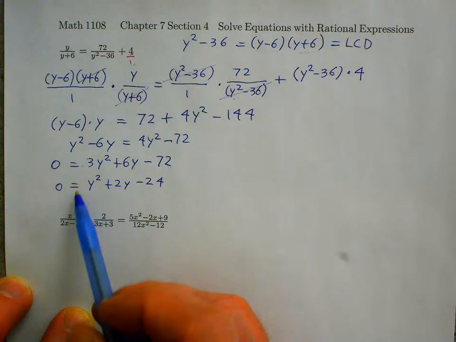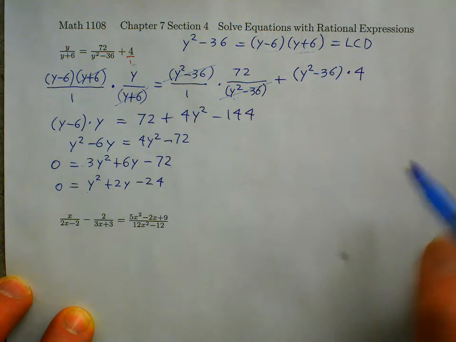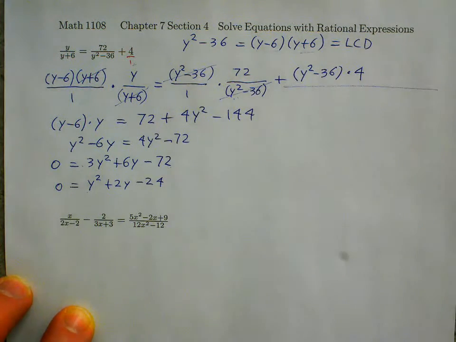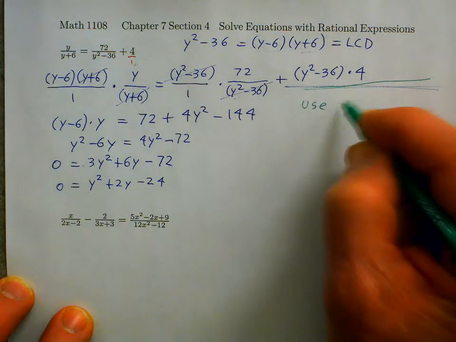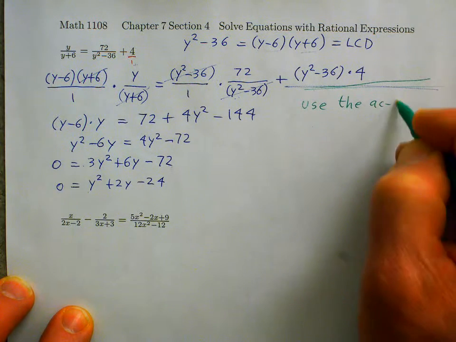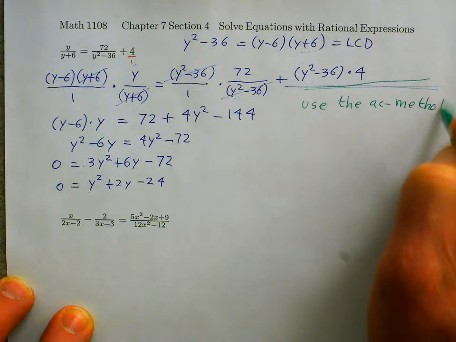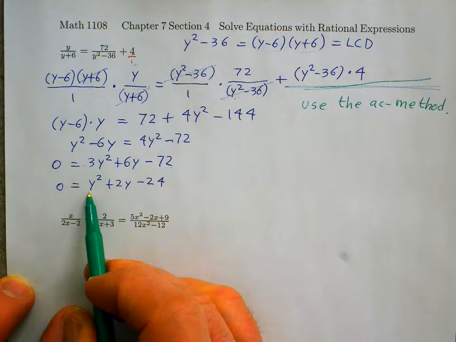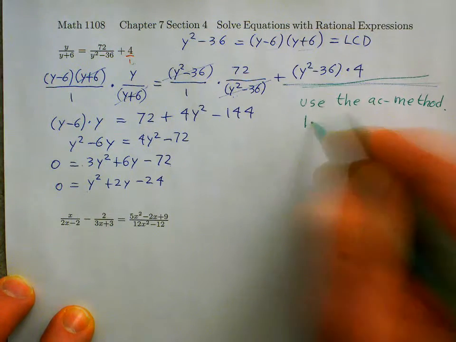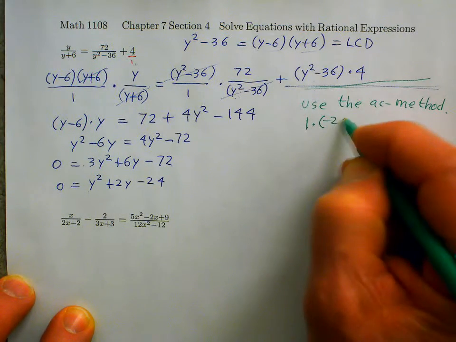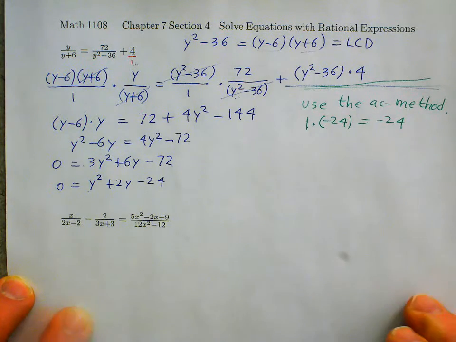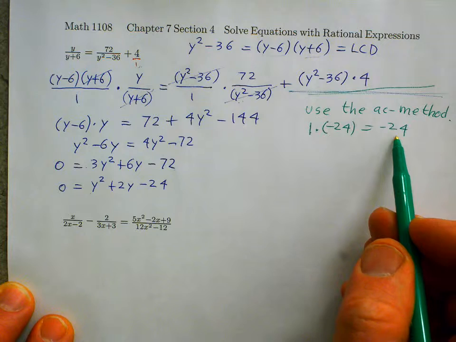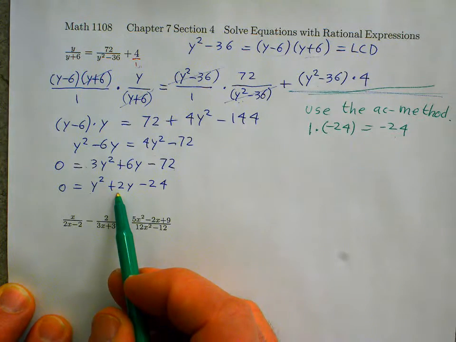We might as well practice the AC method. So up here we'll use the AC method. The coefficient of y squared is 1. The constant is negative 24. 1 times negative 24 is negative 24. And find two integers that have a product of negative 24 and a sum of positive 2.